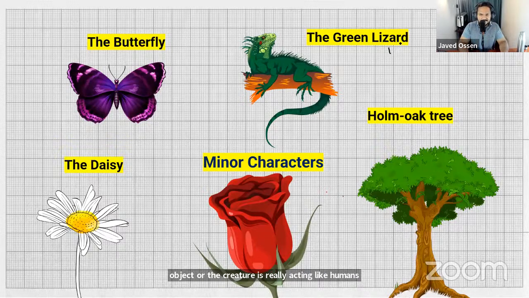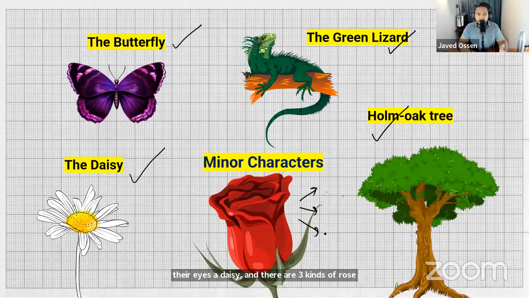So there is a little green lizard, there is a home oak tree, there is a butterfly, there is a daisy, and there are 3 kinds of rose trees. Not 1, not 2, but there are 3 kinds of rose trees. The first rose tree is the rose tree that grows in the center of the grass plot. There are 3 rose trees, okay? The first rose tree grows in the center of the grass plot.